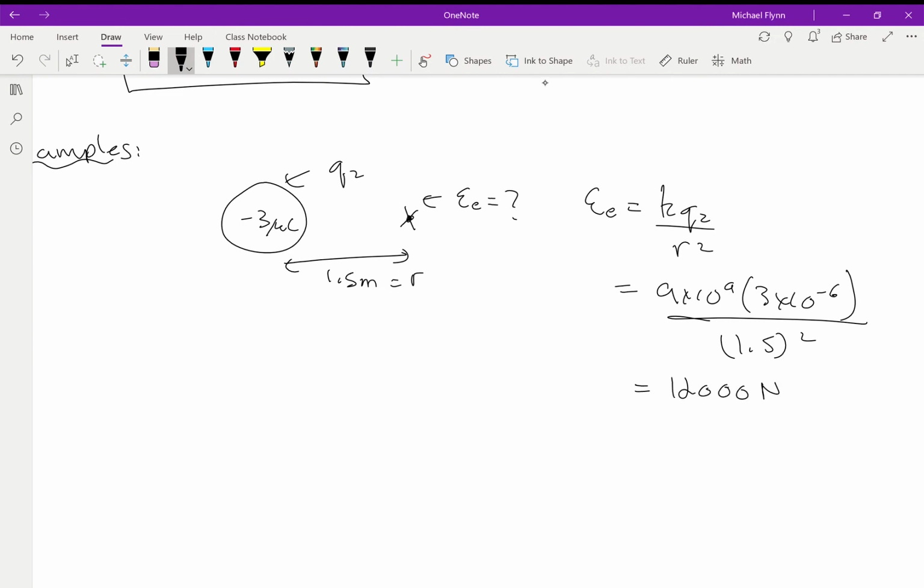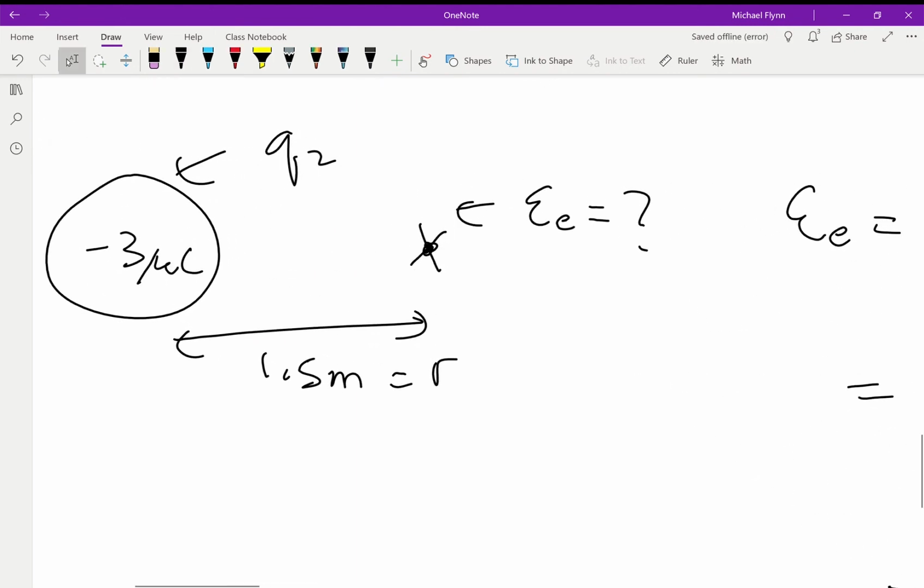12,000 newtons per coulomb. Now here's the deal. When you're looking at this, what kind of charge are we going to put there? I'm going to put this little blue dot. What kind of charge do we put there? Well, it's a rule to always put a positive charge. So this thing is experiencing a force because it's positive. That field has to be in that direction.